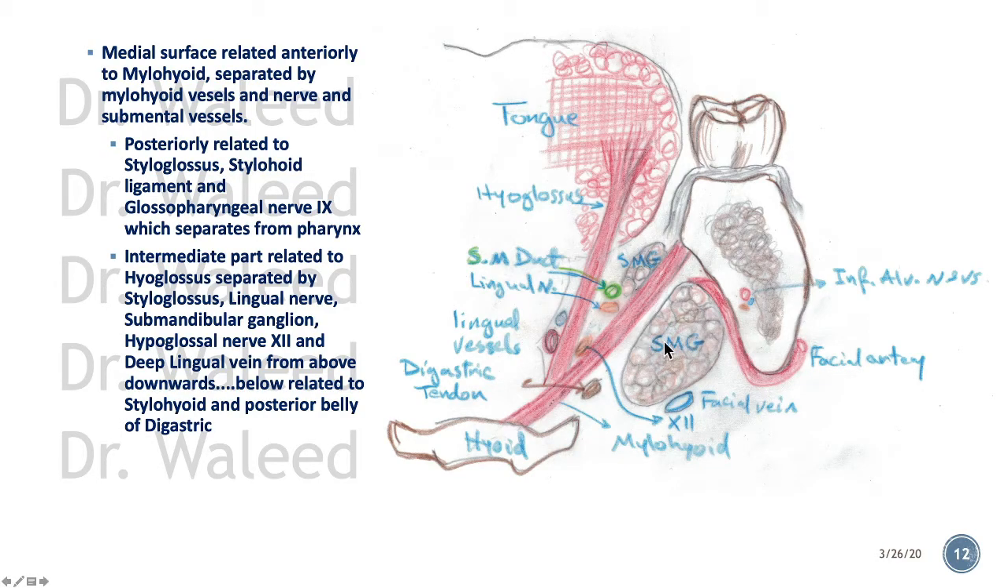You never see it on the superficial side. You see it on the deep side because it emerges from the deep part of the gland and goes forward. Okay? So remember this. The duct, the lingual nerve, the ganglion, the hypoglossal nerve with its venae comitantes or deep lingual vein.